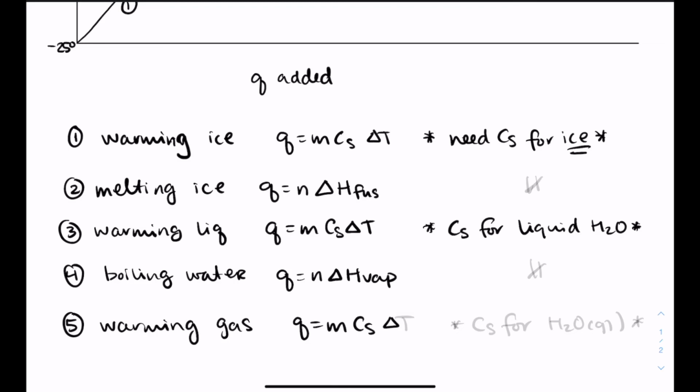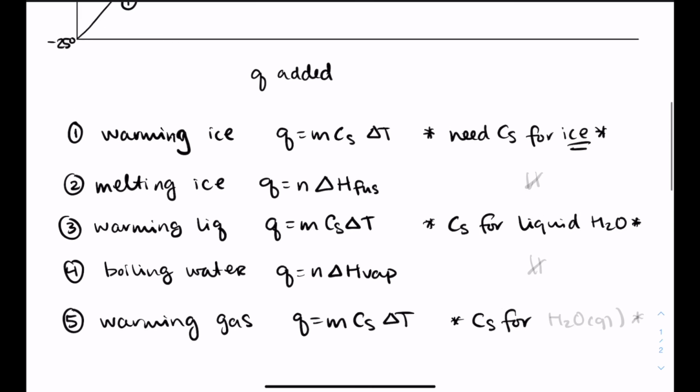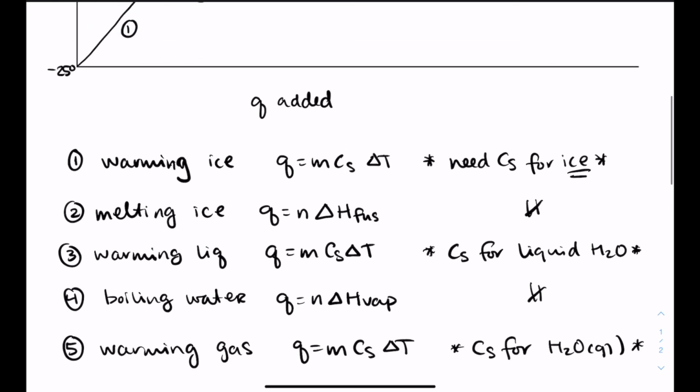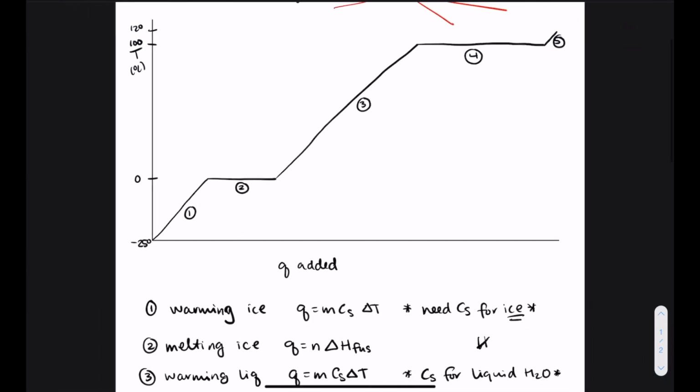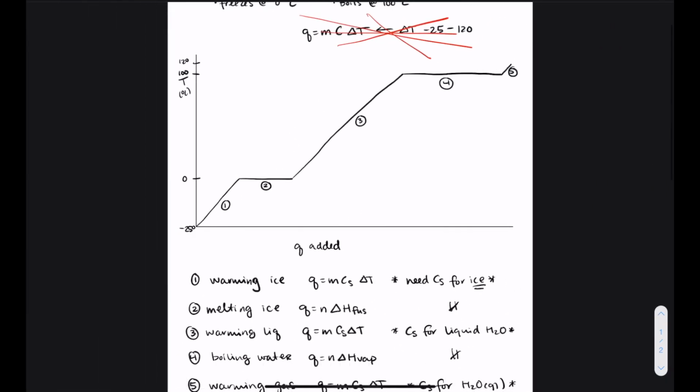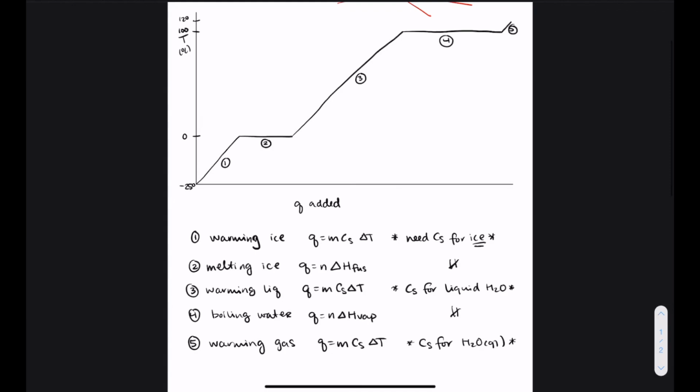So if you're doing a heating curve that goes from below the freezing point to above the boiling point of any substance, you will have these 5 sections, right? There's a section where you're just heating up the solid, a section where you melt it, heat up the liquid, boil it, heat up the gas. You have to do each one separately because the specific heat capacities of the different phases are different, and because there is no temperature change during a phase change.